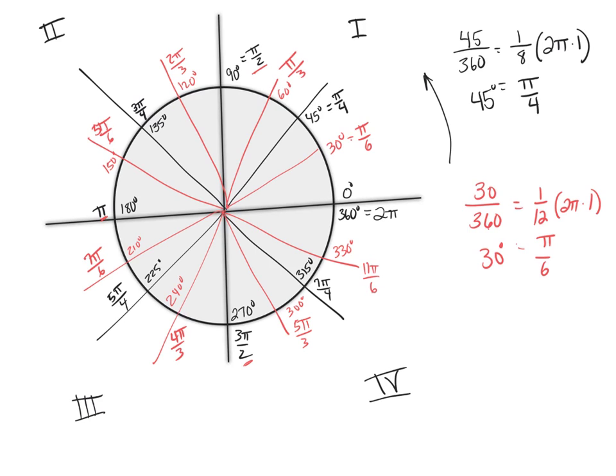So that's where the radian measures come from. Look for the patterns. Memorize if you have to. But it's extremely important that you know the unit circle very, very well.